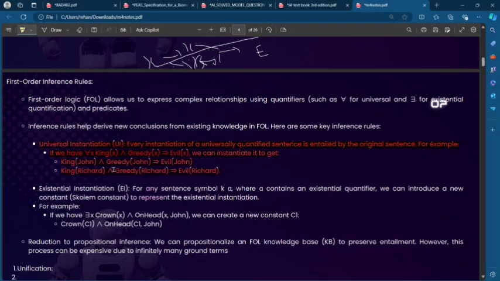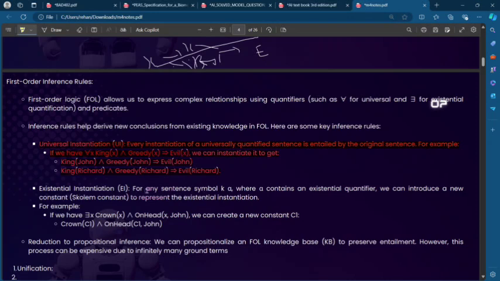You understood, right? Just remember this example. King John and Greedy John implies Evil John. King Richard and Greedy Richard implies Evil Richard. So what is it saying? Every instance of a universally quantified sentence is entailed by the original sentence.